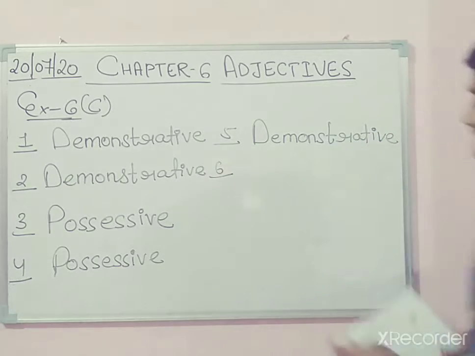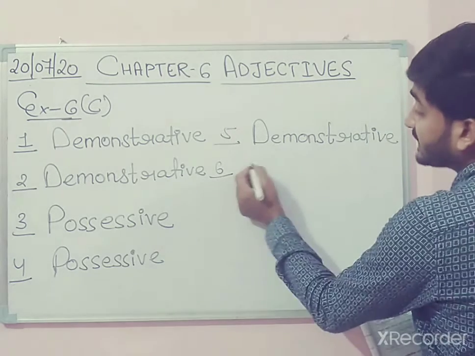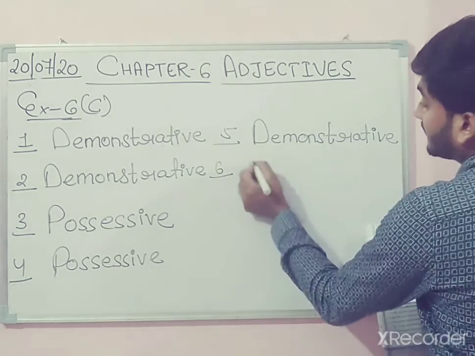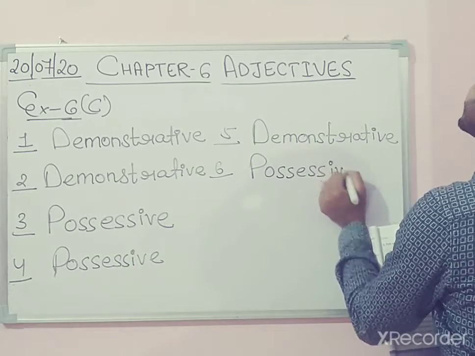Demonstrative. Number 6 is: Our house is being painted. Our house, हमारा घर, showing possession. That means our is a possessive adjective. Underline it. And our is a possessive adjective. We have to write possessive in front of it.